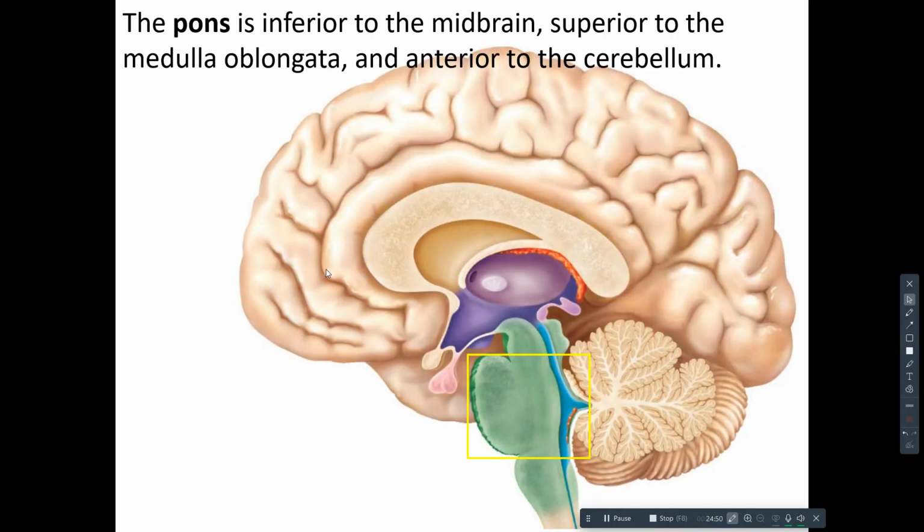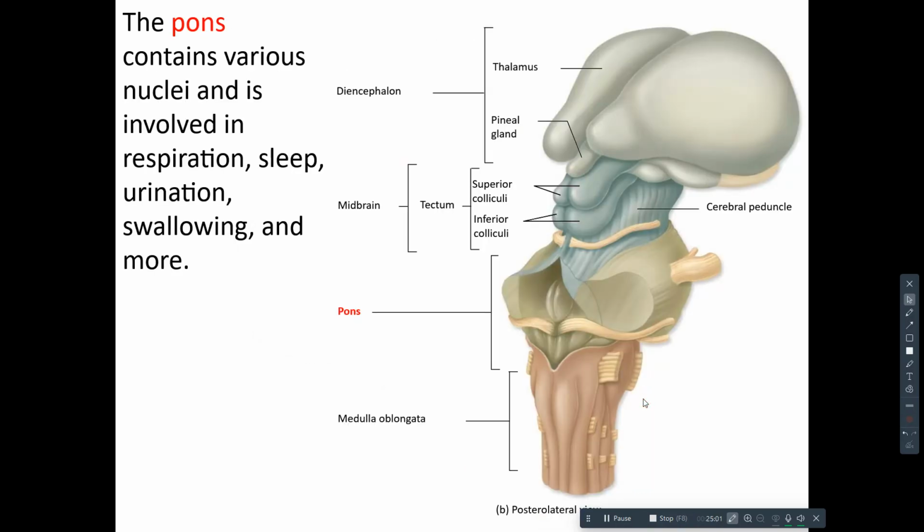Okay, the pons is below the midbrain, above the medulla oblongata. So there's the pons, there's the midbrain, there's the medulla, and the pons is anterior to the good old cerebellum. Pons has a variety of nuclei in it, involved in things like respiration, peeing, sleeping, swallowing, and more. The word pons means bridge because there is a lot of white matter in the pons, taking sensory information up and motor information down.